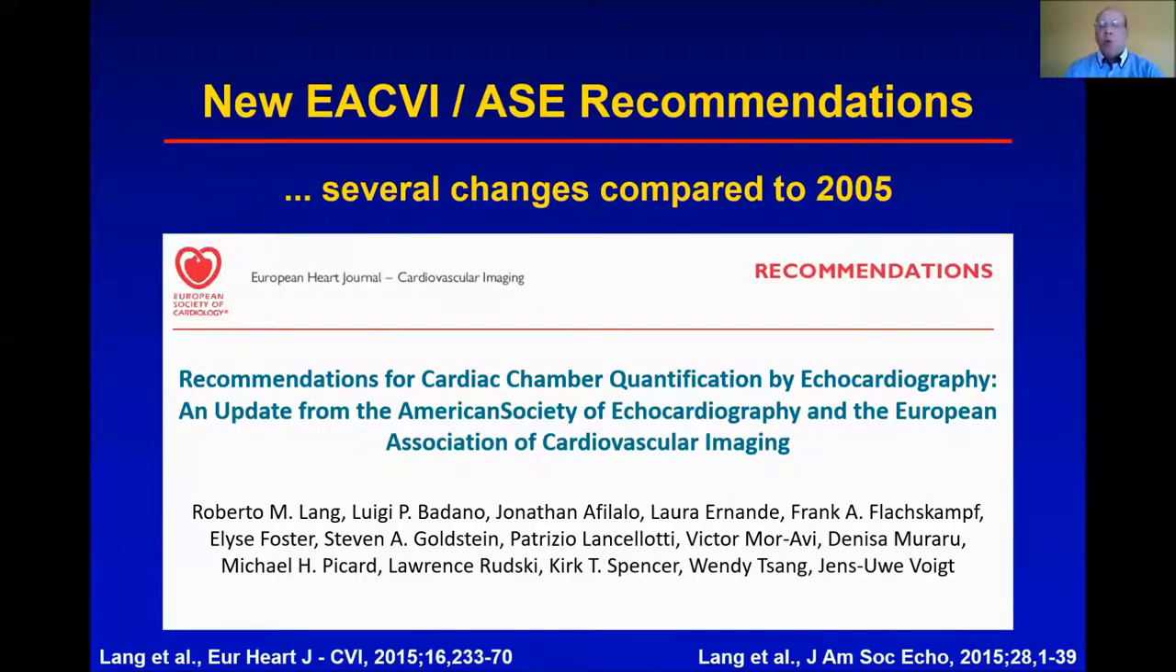No wonder that this method found its way into the guidelines. When you look at the new chamber quantification guidelines, which were published by the European Association of Cardiovascular Imaging together with the American Society of Echo, this was an update of the old guidelines, which were 10 years old at that time. And this time, for the first time, the word strain appears, and strain is actually recommended as a method that can be used for global function assessment. And it's also mentioned as a method that can be used for regional function assessment.